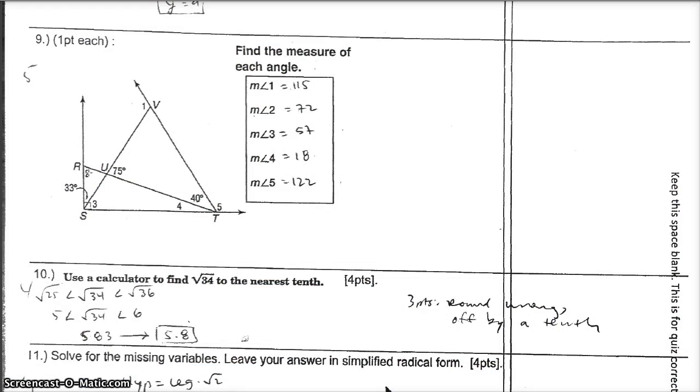Once you have angle 2, you can do angle 2 plus the 90 plus angle 4 for triangle RST, and you'll get angle 4 to be 18. To get angle 3, you can just do complementary: 33 plus angle 3 equals 90. Or you can do linear pair and then triangle sum theorem here. Here you can just use straight angle. Straight angle is 180 degrees. So angle 4 plus 40 plus angle 5 equals 180. Angle 4 is 18, so the supplement of 58 is 122, angle 5.